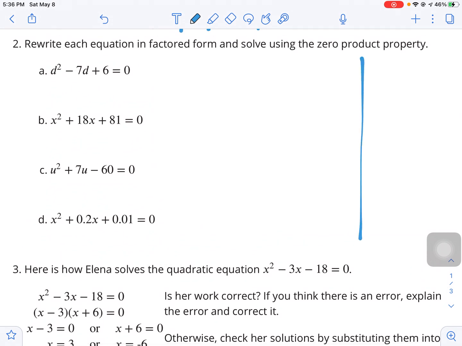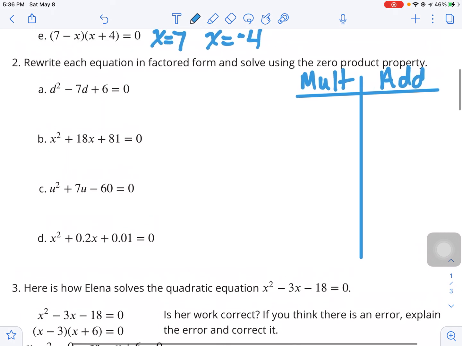So it helps to use a chart or a diagram to help you keep track. We'll multiply and then add factors and see which ones work. So in this case, we always want to multiply to get that last term and add to get the coefficient on the linear term there.